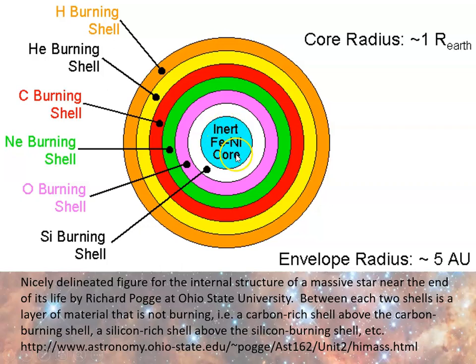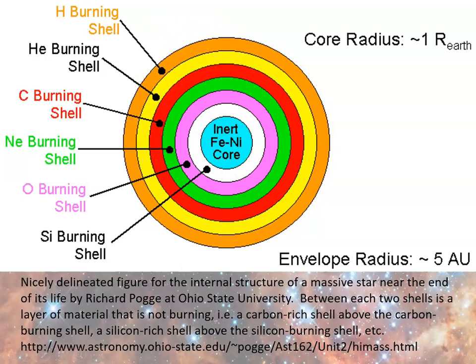You get an iron-nickel core, and then outside of that, you have a shell that's fusing silicon. Outside of that, you have a shell that's fusing oxygen. Outside of that, neon. Remember, oxygen is inside of neon because the neon's being photodisintegrated. And then outside of that, you have a shell of carbon, and outside of that, a shell of helium. Outside of that, you have a shell of hydrogen. So eventually, though, we end up reaching this core of iron.